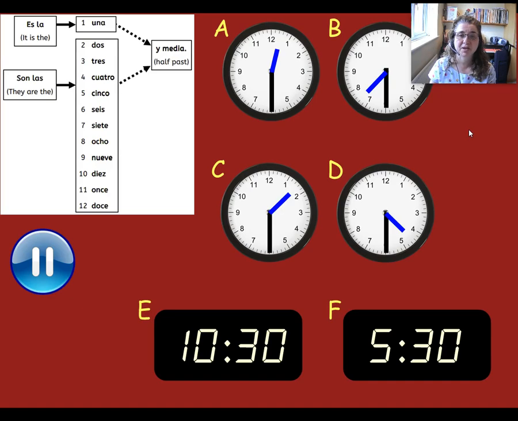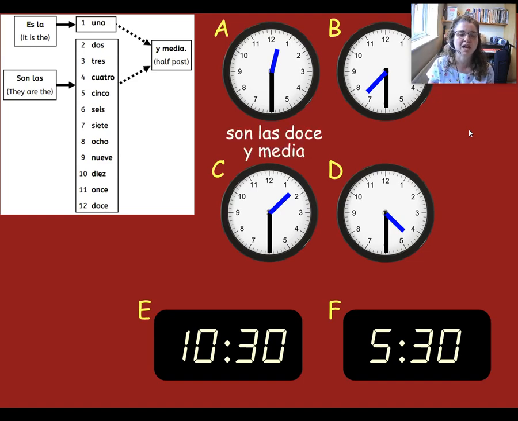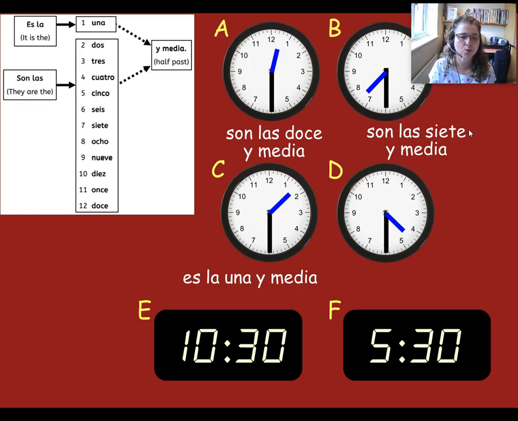So, are you ready to check? Clock A says 12:30. So we need to say son las 12:30. Clock B says 7:30, which is son las 7:30. Clock C says 1:30. We've got to be careful with that one. Es la 1:30. Clock D says 4:30, which is son las 4:30.